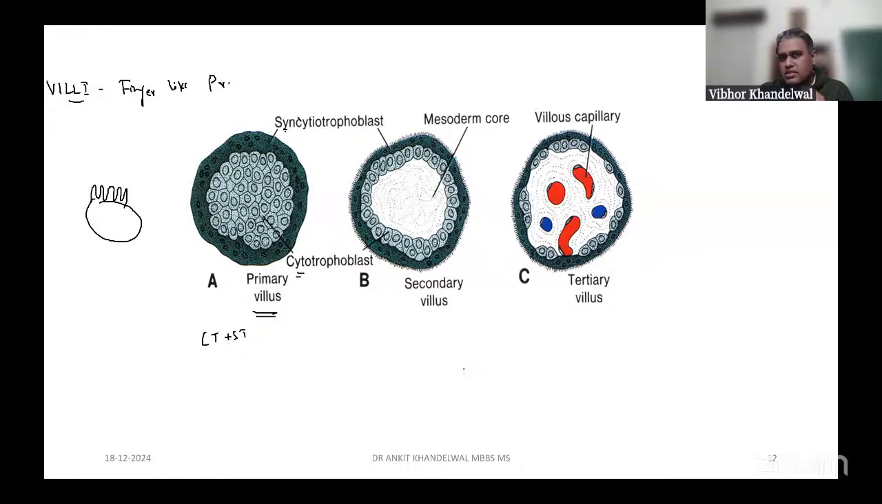Now, after a few days, from inside, there is a developing mesoderm also. This mesoderm also comes into play. It is nothing but extra embryonic mesoderm. And then we'll call it a secondary villi. Secondary villi is primary villi plus mesoderm.